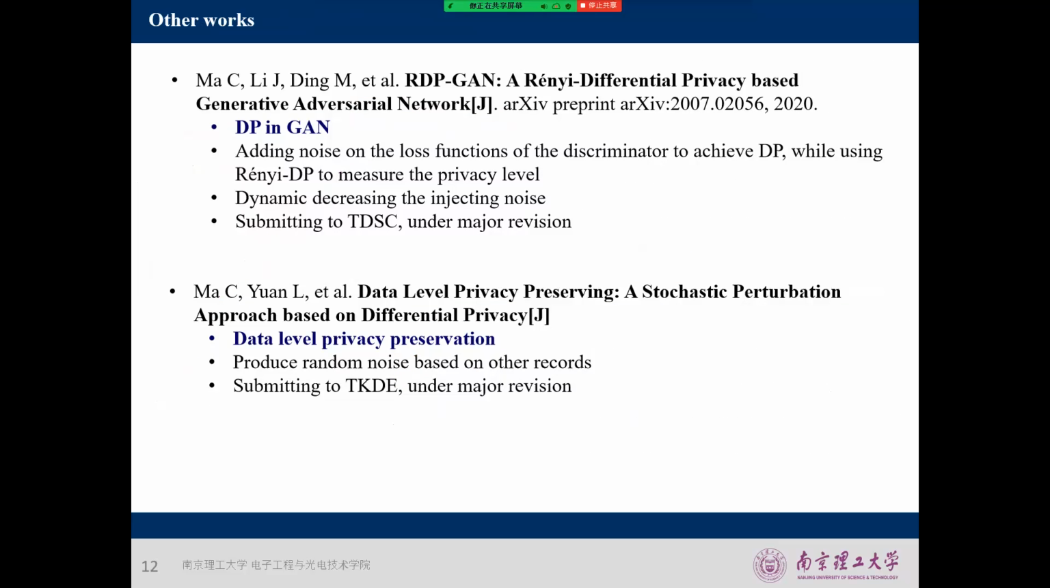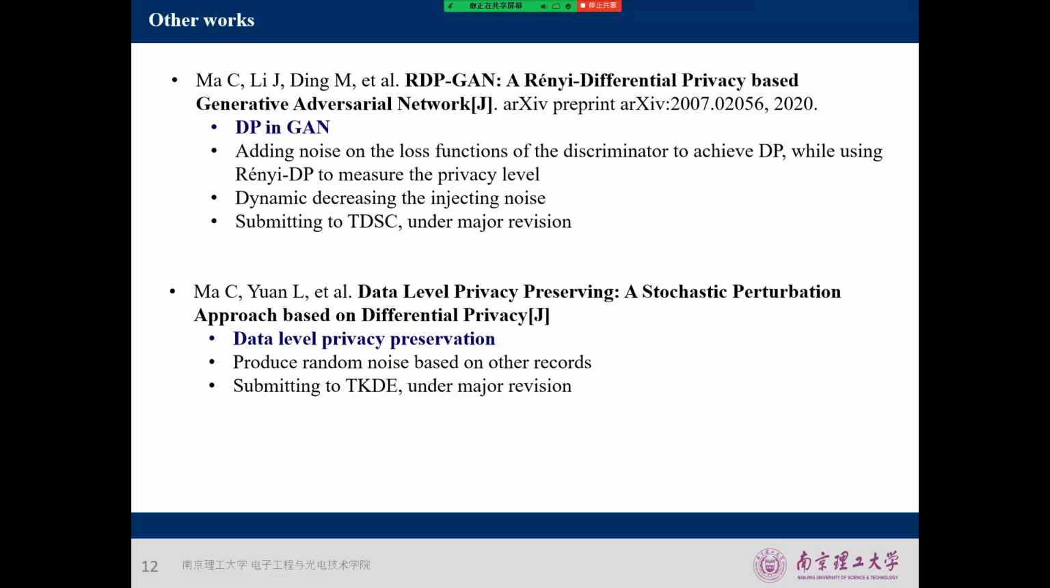We also have other works about differential privacy. The first one is about doing DP in generative adversarial networks, and we use Rényi differential privacy to estimate the privacy budget. Another point is that we achieve the DP by adding noise to the loss function of the discriminator, not to the parameters, and we do some comparison. This work is submitted to TDIC and is now under major revision.